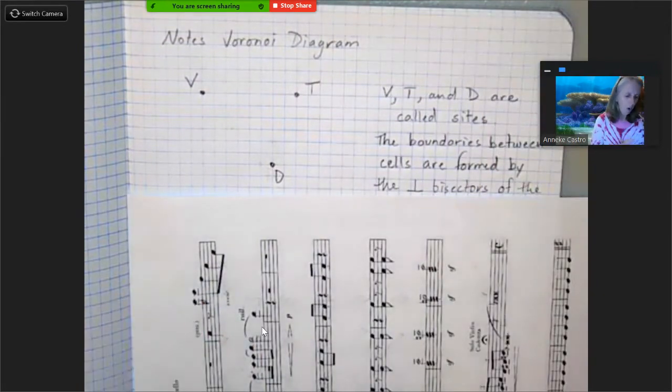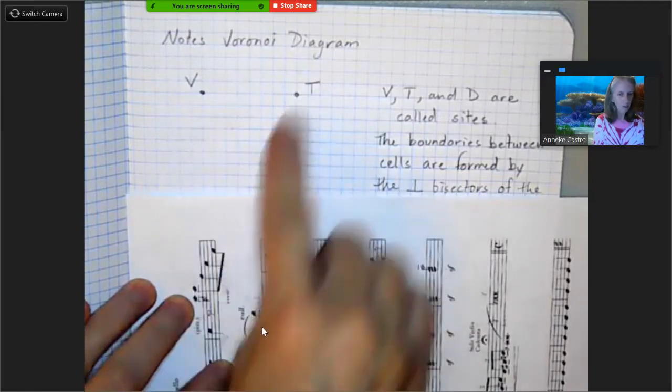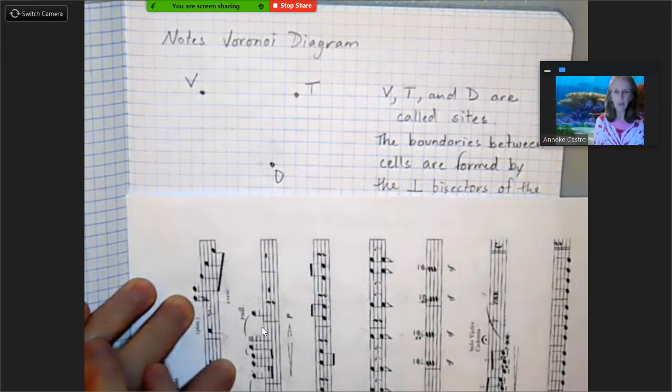So more often this is used to locate, say, the next Starbucks. You've got three high schools. You want to try and get as many students as you can from those three high schools. So where should you put the new Starbucks? Stuff like that is more what Voronoi diagrams are used for.